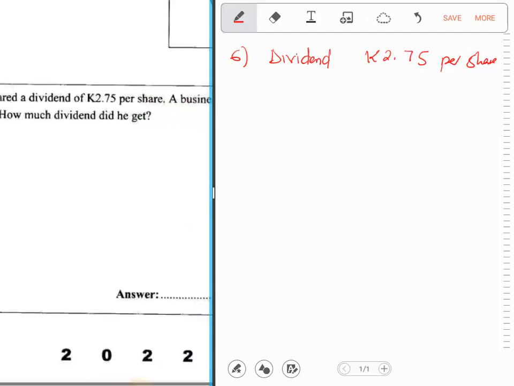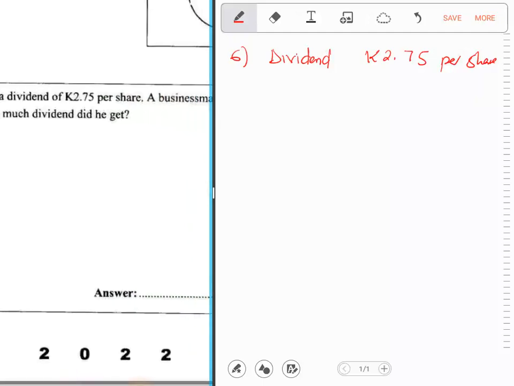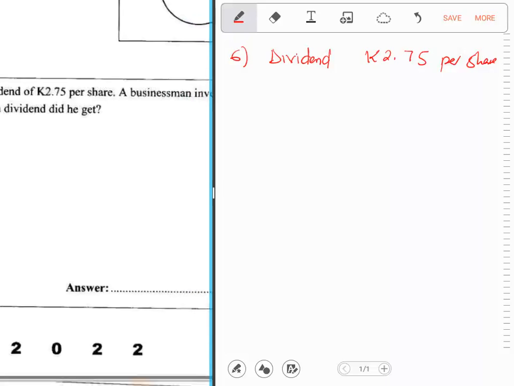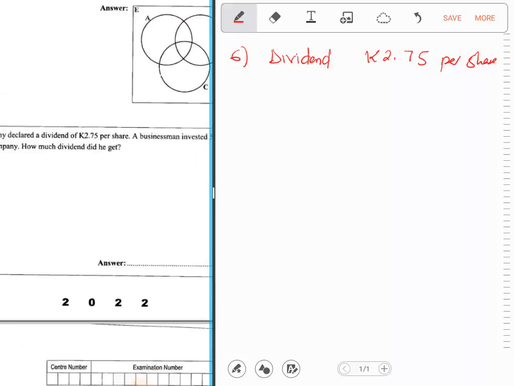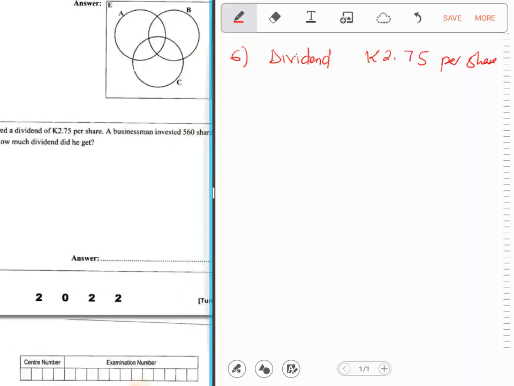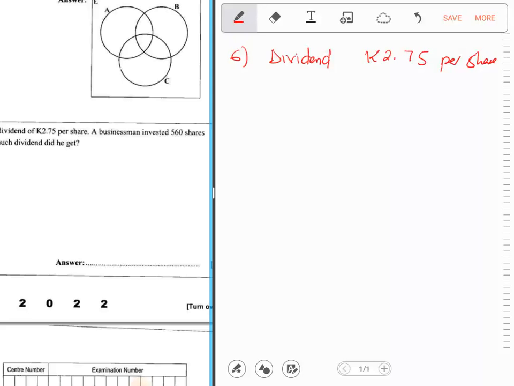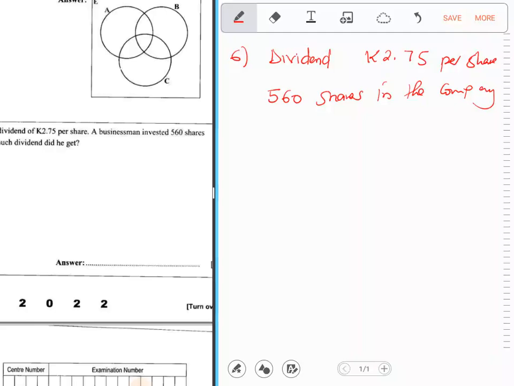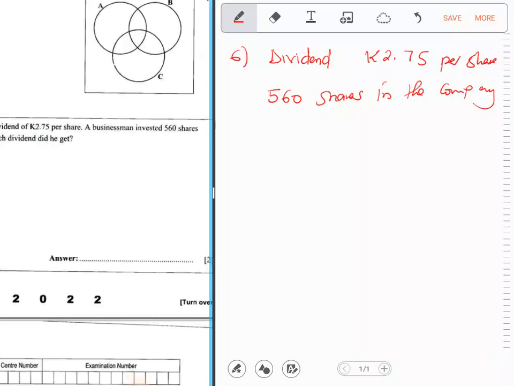So they're saying a businessman invested how many shares? 560 shares in the company. So how much dividend did he get? How much dividend did he get?